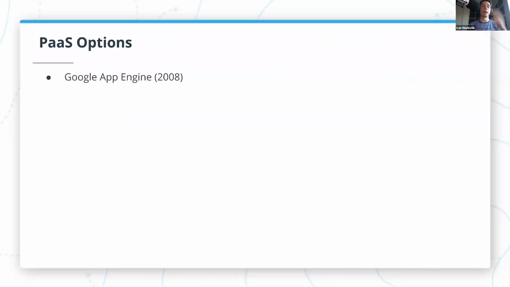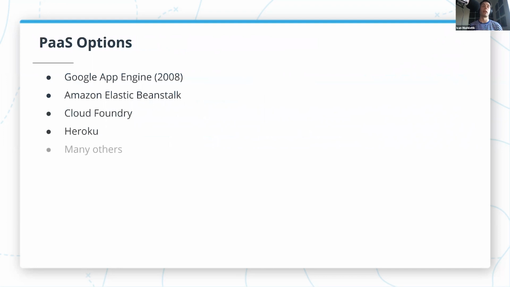Now, platform as a service were developed even before tools like Docker or Kubernetes. And one of them, Google App Engine from Google, was released in 2008. But there are also other platform as a service options, such as Amazon Elastic Beanstalk, Cloud Foundry, Heroku, and many, many others.